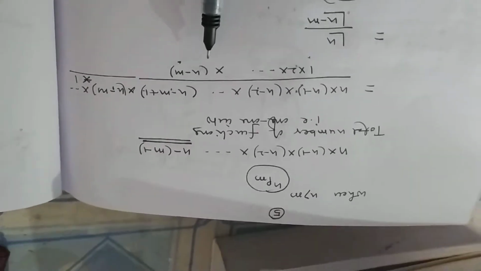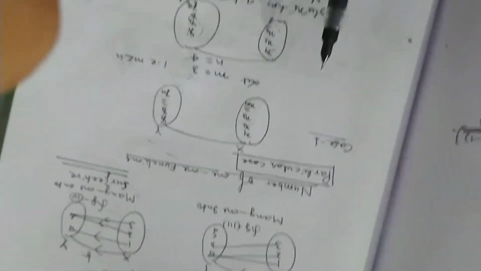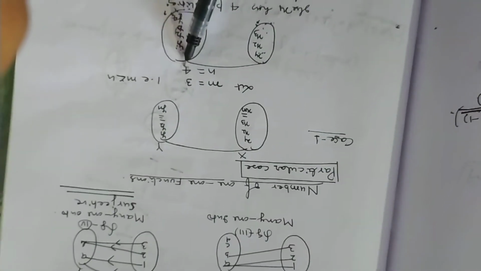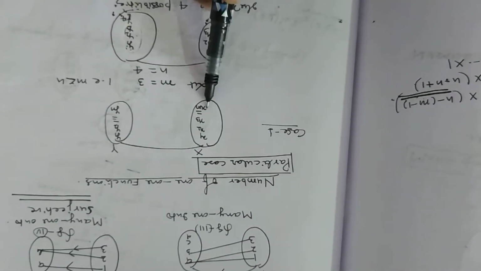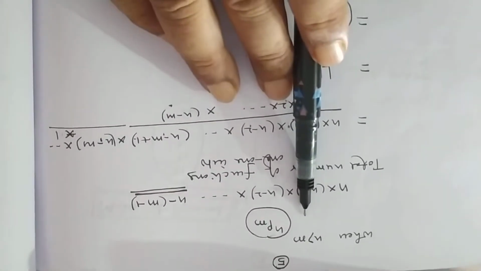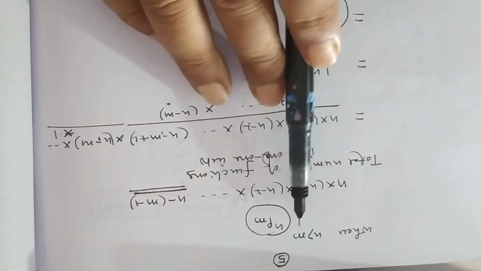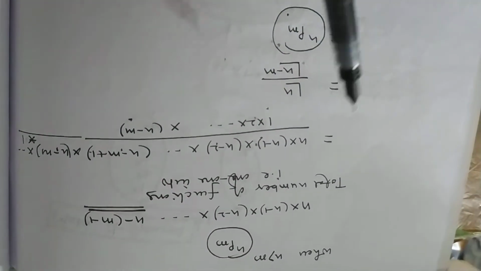My dear loving students, try to understand. Here, in case first, what do you observe? m is equal to 3, n is equal to 4. So in this case, n is greater than m. So we want to make it general. Here, instead of 4, we write n. Instead of 3, we write m.